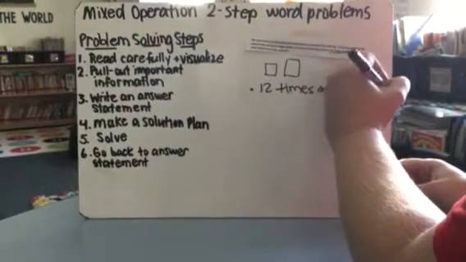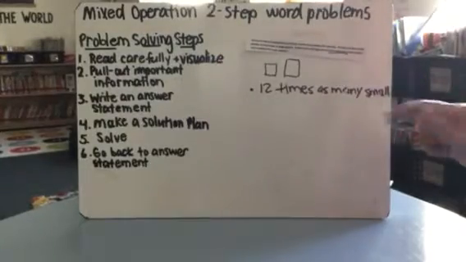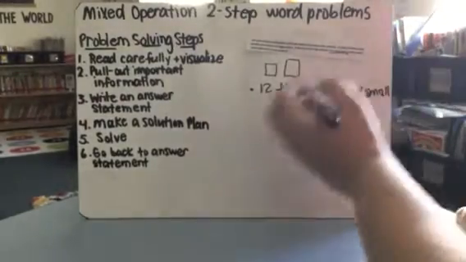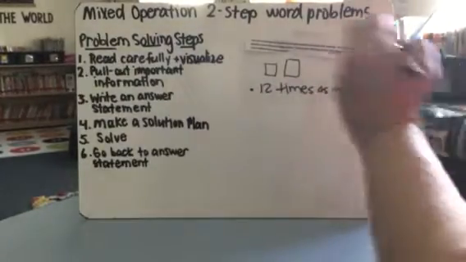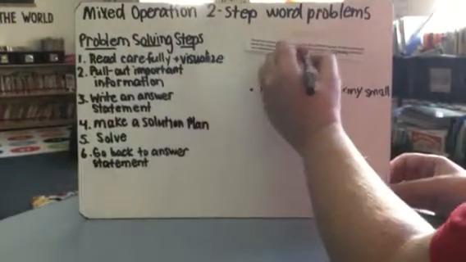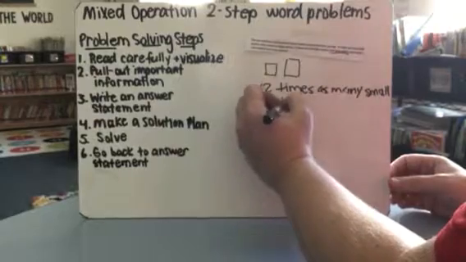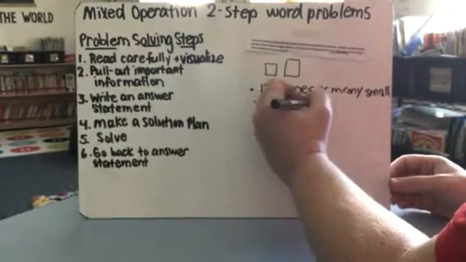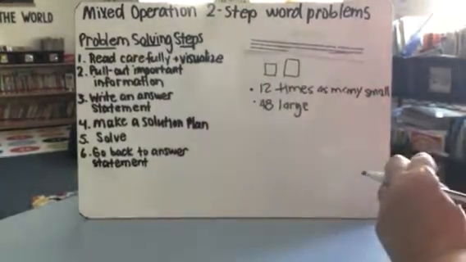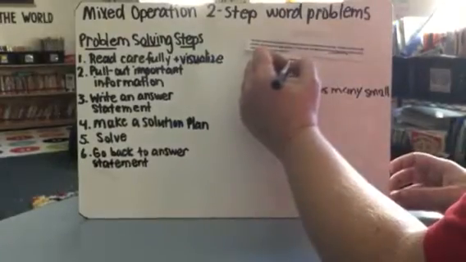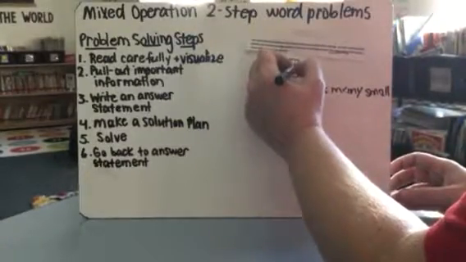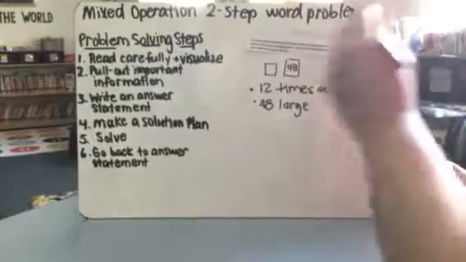small. I'm just going to say small. I know I'm talking about posters. These are just my notes. 12 times as many small posters than large. Okay, next it says there were 48 large. So that means there was exactly 48 large. I know the number of large posters I have. I might even write it up in my little picture. I know I have 48 large.